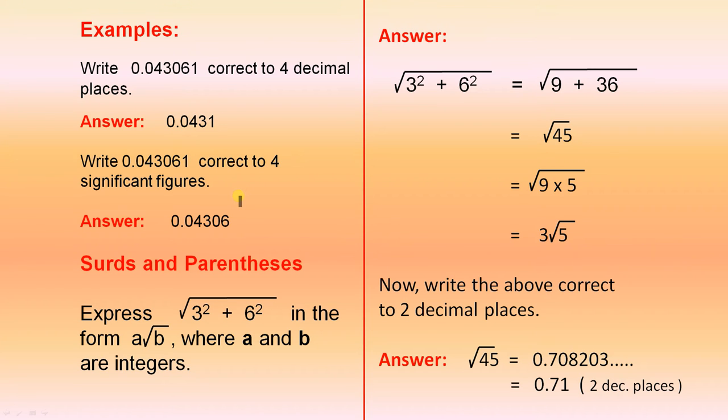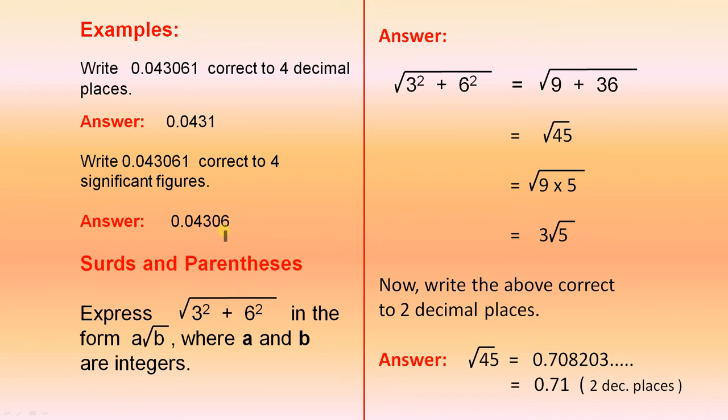Now we're going to write the same decimal correct to 4 significant figures. Okay. Now, my earlier video says to you that zeros before a whole number, see this non-zero digit here, all of these zeros which are before this 4 are not significant.